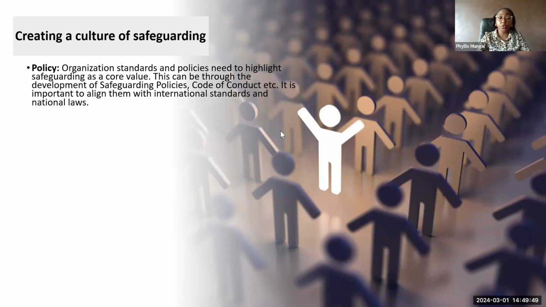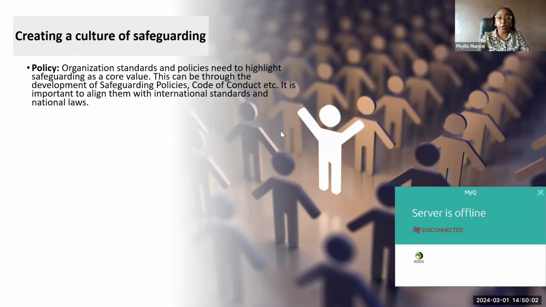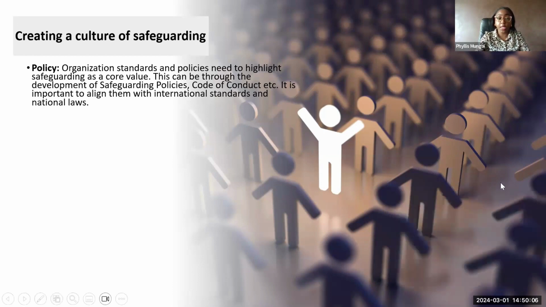Under safeguarding policies, you can have quite a number. For example, at APHRC, we have 6 safeguarding policies. We have a safeguarding policy in itself. We have a policy with working with people at risk. We have the conflict of interest policy. We have a whistleblowing policy. We also have a policy on harassment.